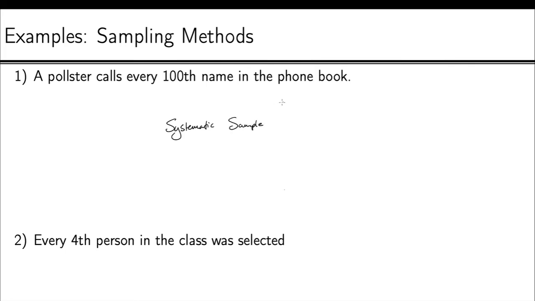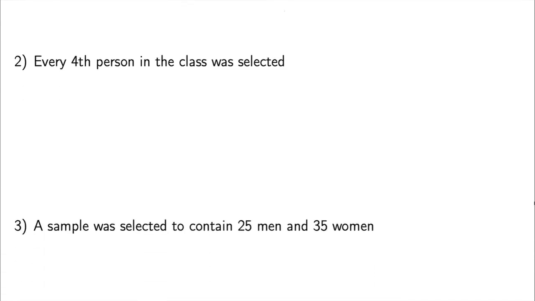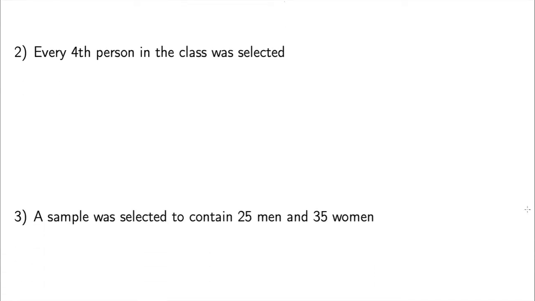Okay, systematic sampling is where you pick every nth person out of your population. Okay, next, every fourth person in the class was selected. Well, that's the same thing. We've got our whole class. We pick every fourth person. We skip 3 people, and that also is a systematic sample.